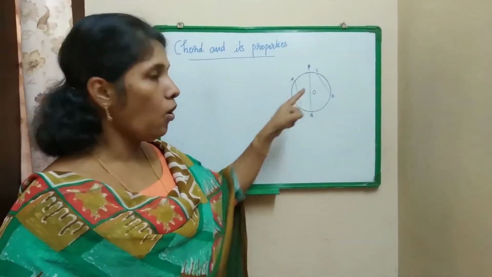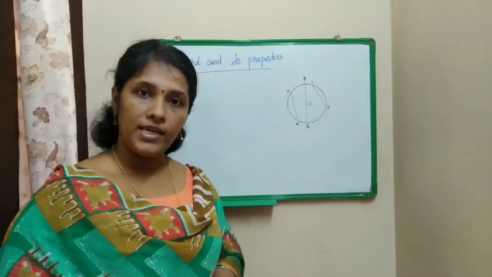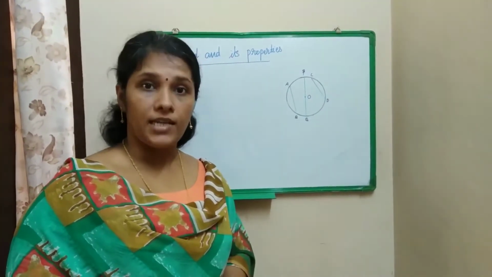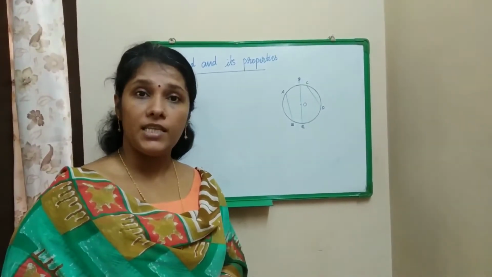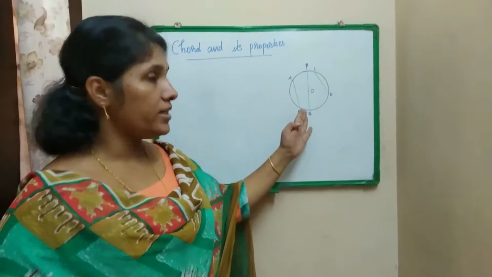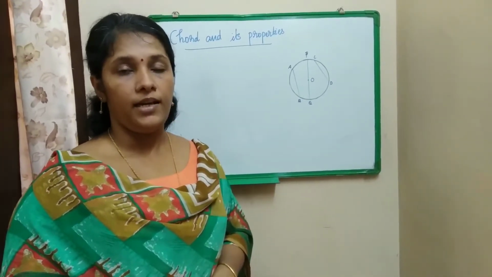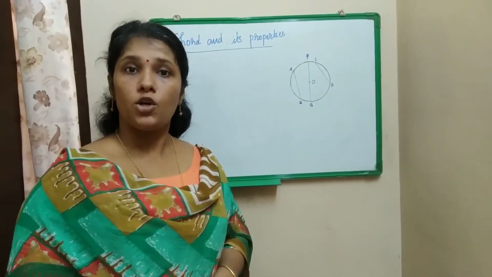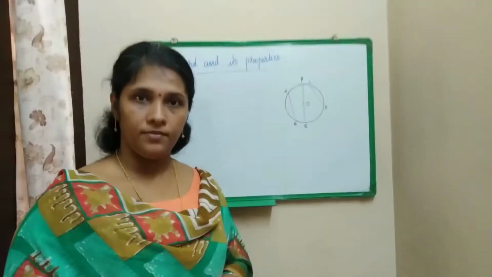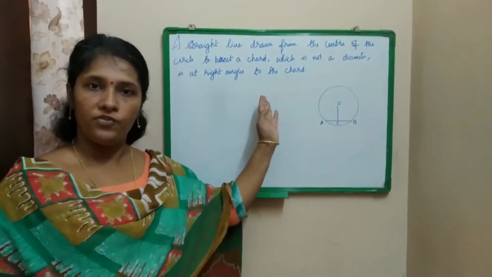How is it? Because PQ is passing through O, the center of the circle, and you know that a line segment passing through the center of the circle, we name it as diameter. Also, the diameter is also a chord. So, we can conclude that in a circle, the largest chord is the diameter. This is the first property of the chord.